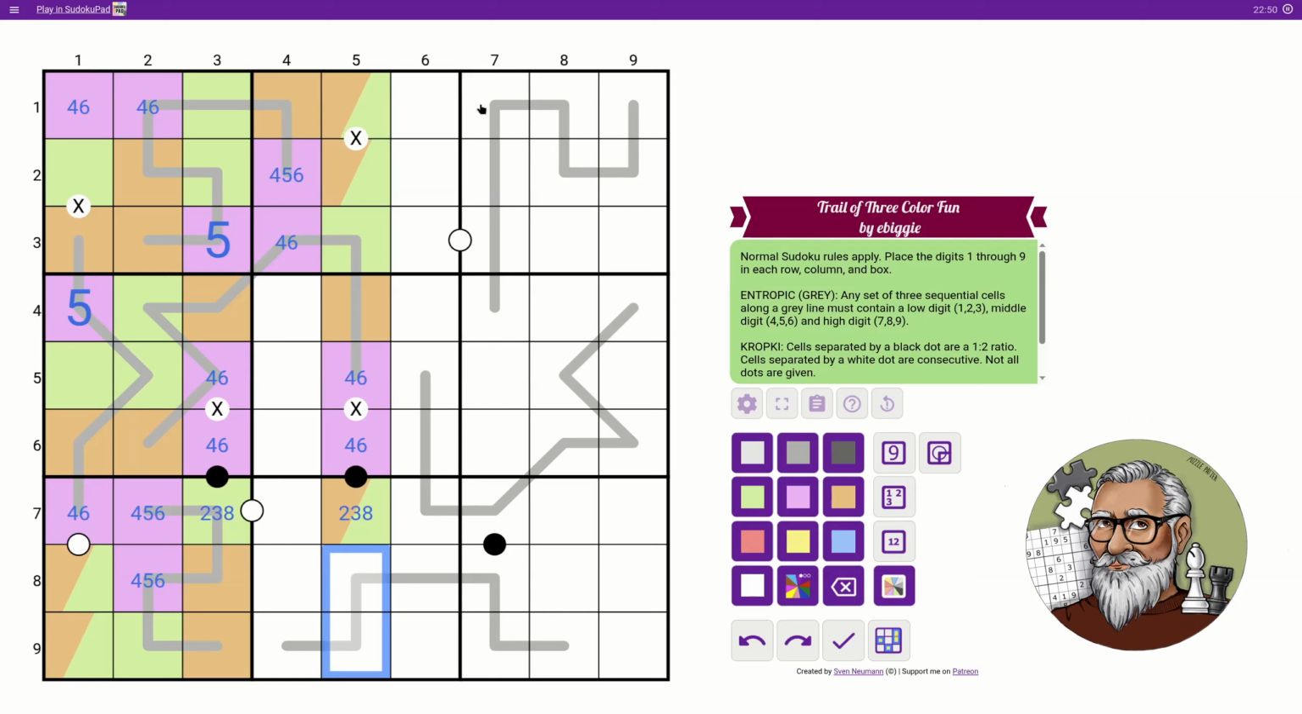Do I know anything about this one? Those are the same color, right? So they can't be pink. Okay.